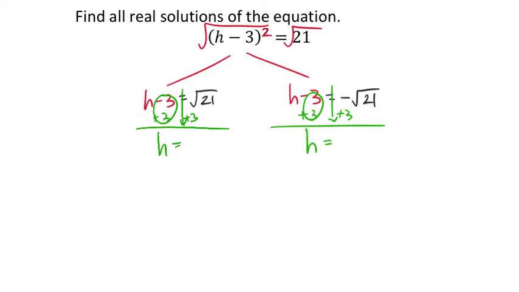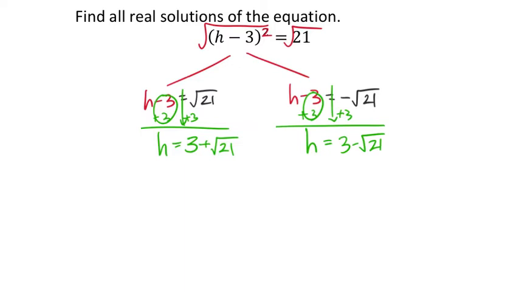Now, these are not like terms that I can combine. I mean, there are constants, but the square root of 21, I'm going to treat that like a separate term. So this is going to be 3 plus the square root of 21. And then this one over here is going to be 3 minus the square root of 21.